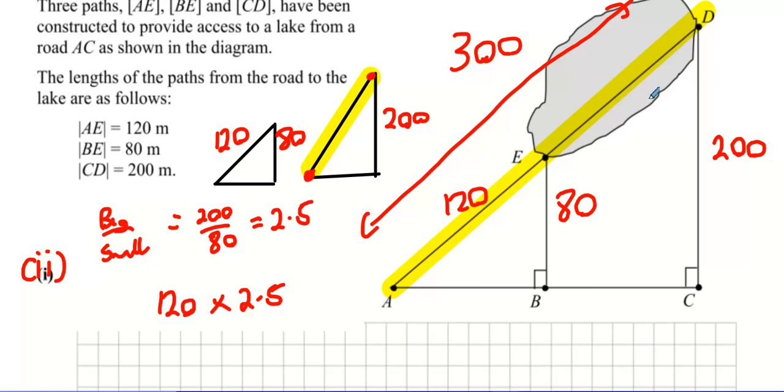And what does that mean about E to D? No. Look at it. 180. Because 120 plus 180 is 300.